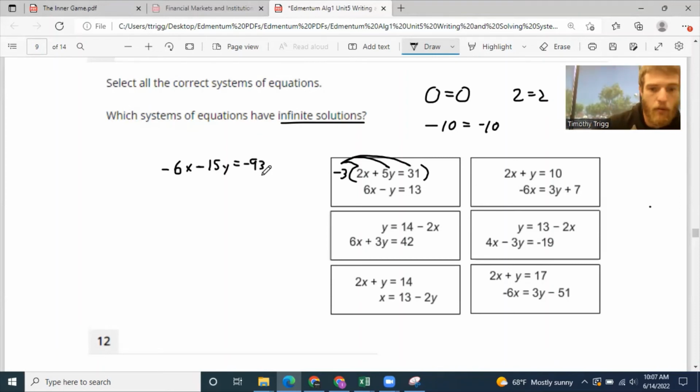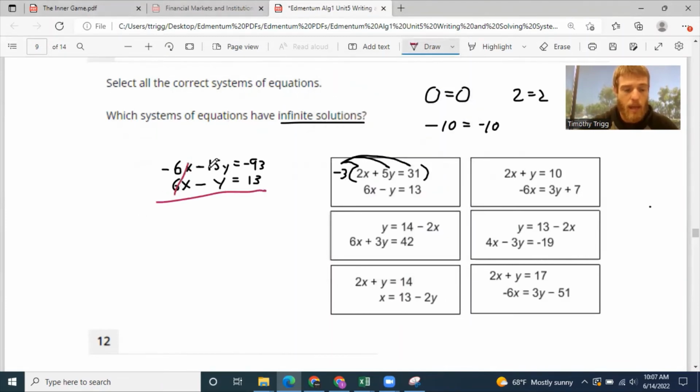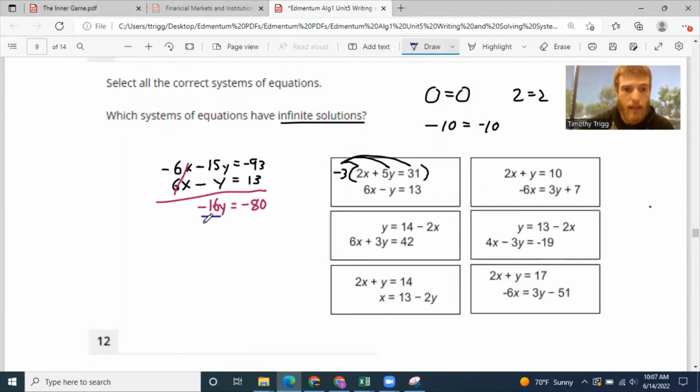Okay, and then for the bottom equation, it doesn't change at all. So I'm just going to go ahead and rewrite it. 6x minus y equals 13, and we could add those together. So in this step, the 6x's cancel, they eliminate, and then you have -16y equals -93 plus 13, which is -80. Divide both sides by -16 to get y by itself, and that'll show us that y equals 5.